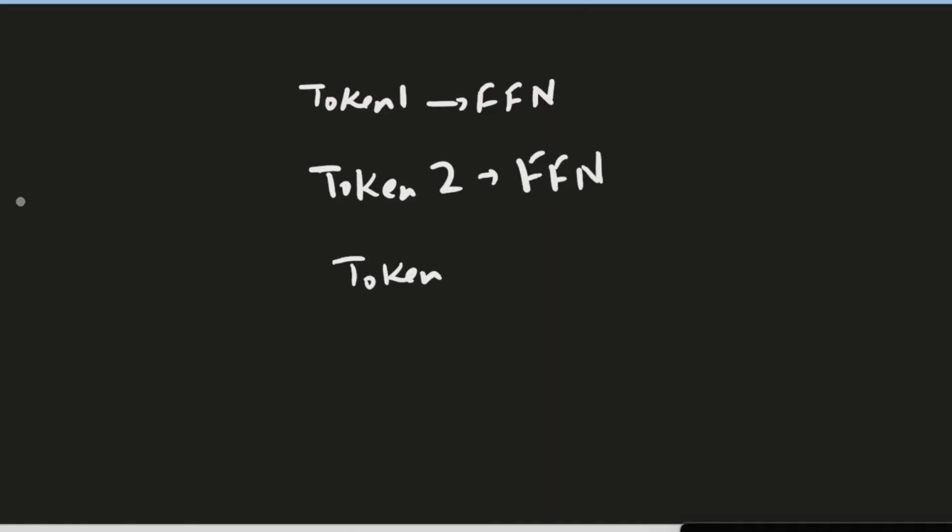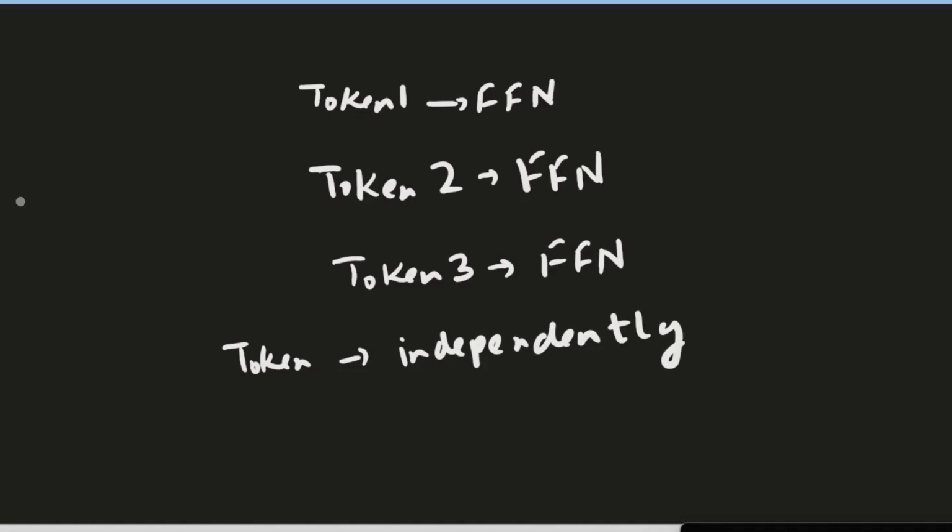Another important point is that FFN is position-wise. Each token passes through the same FFN independently. Tokens do not interact with each other here. All token interaction already happens inside attention. FFN focuses on transforming each token's meaning.